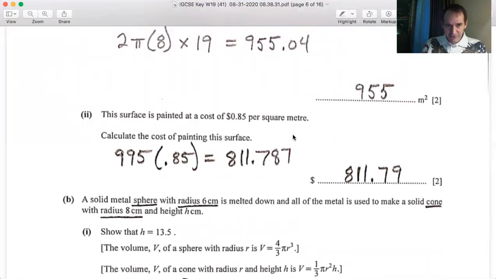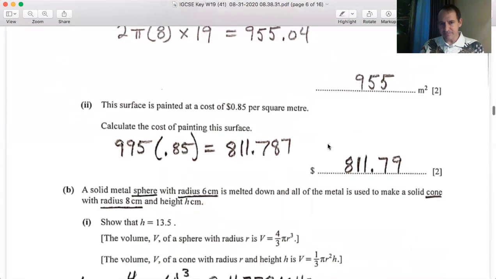Part II, this surface is painted at a cost of 0.85 cents per square meter. Calculate the cost of painting this surface. So you have 955 square meters times 0.85 per square meter, and you get $811.79. Don't forget to round up the 8 to a 9. And this is money, so you go to 2 decimal places.